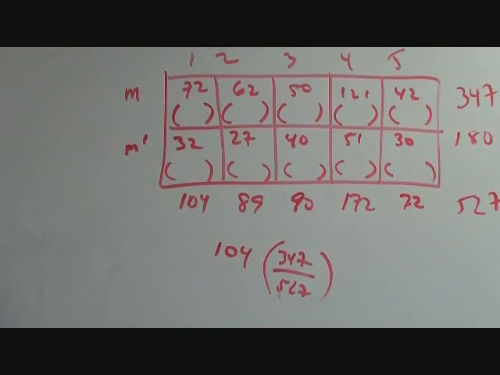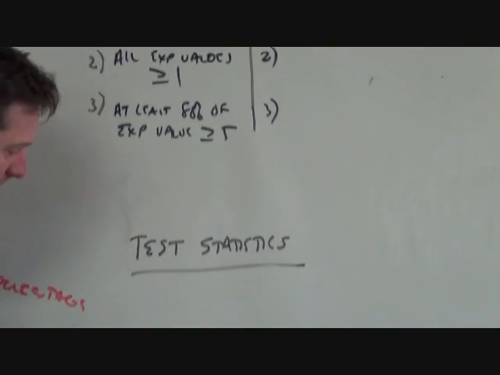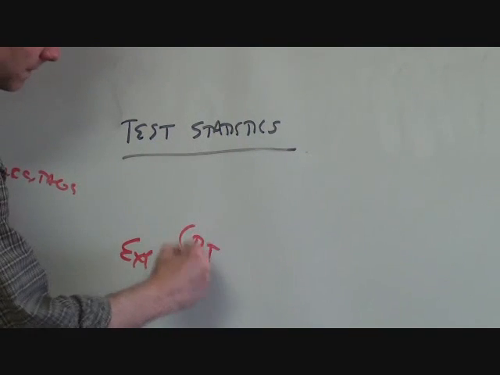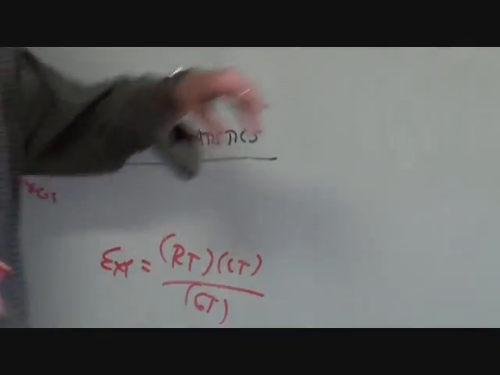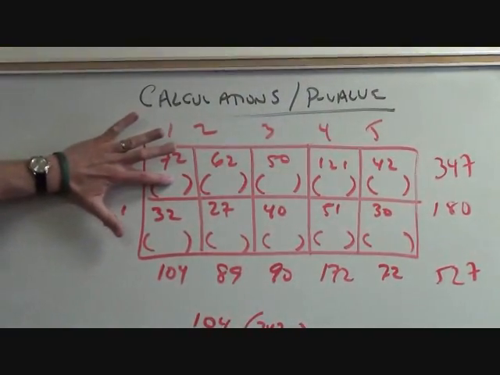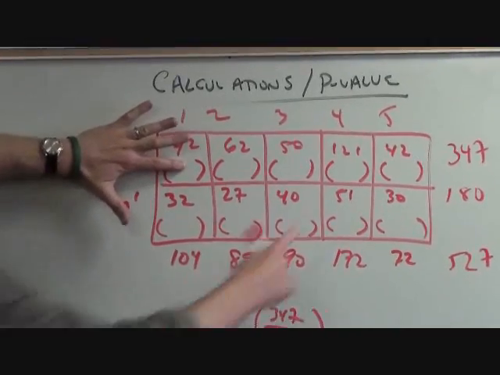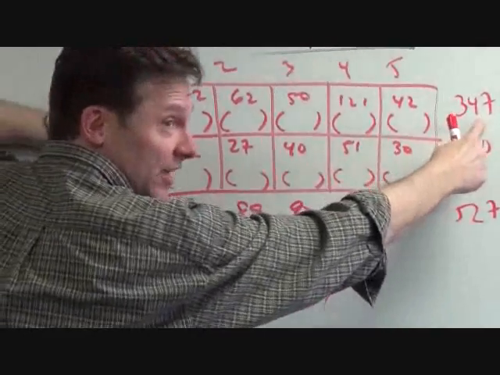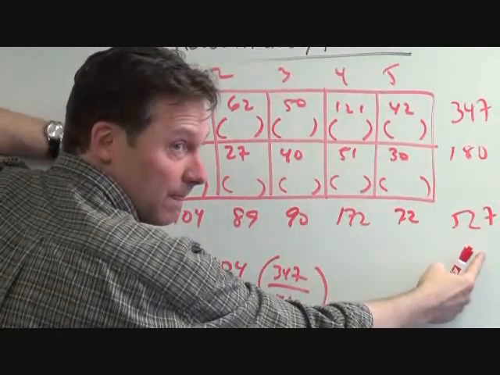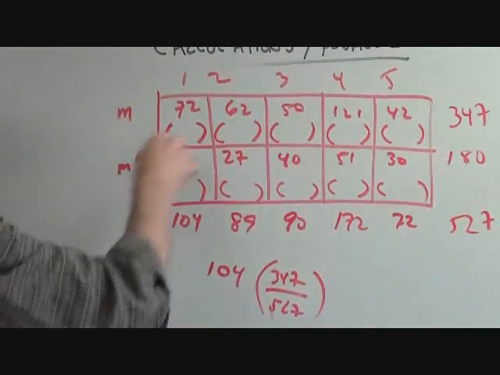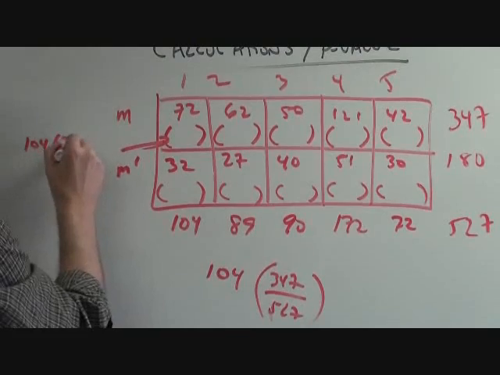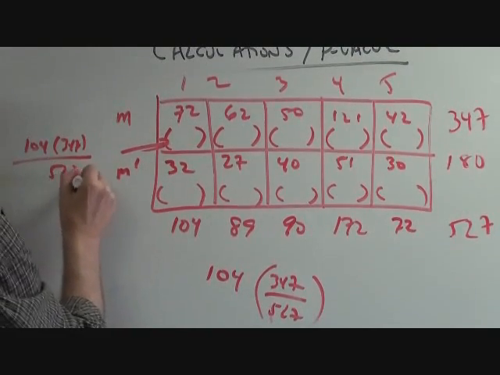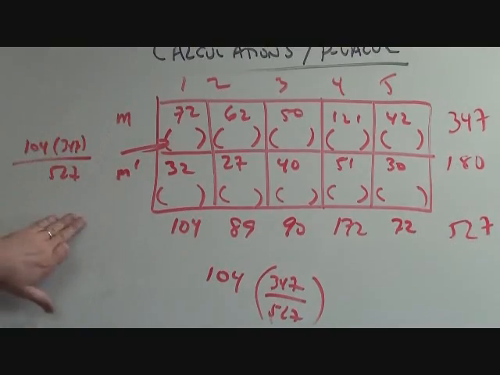Okay, now here's the shortcut I have for you. The actual formula I'm going to let you use for the expected value is the row total times the column total over the grand total. Take a look at this. Isn't this spot just going to be 104 times 347 divided by 527? Everybody see that? So this spot is just 104 times 347 over 527. Row total, column total, grand total.